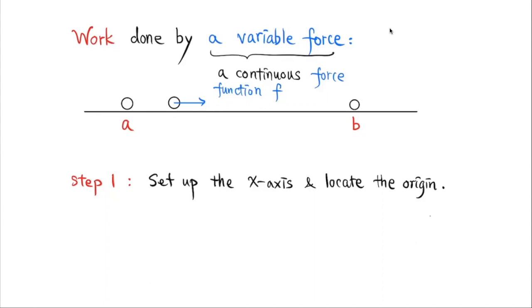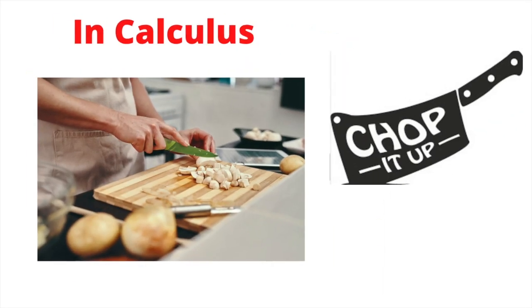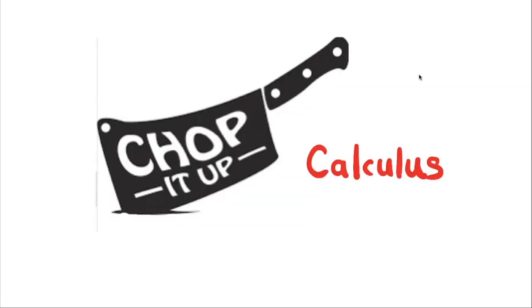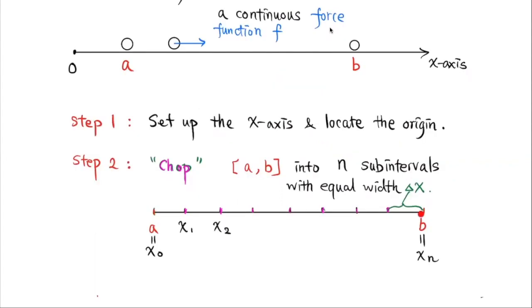Step 1. Set up the x-axis and locate the origin. So over here, we're going to let the x-axis be this horizontal line passing a and b. And we're going to locate the origin over here. In calculus, we like to chop things up into small pieces and then add them up. So we chop this interval a to b into n subintervals with equal width delta x.